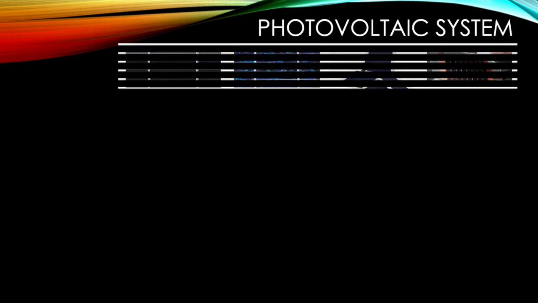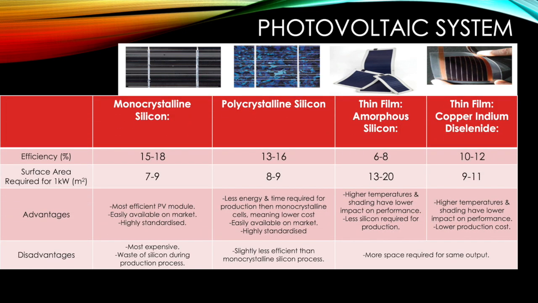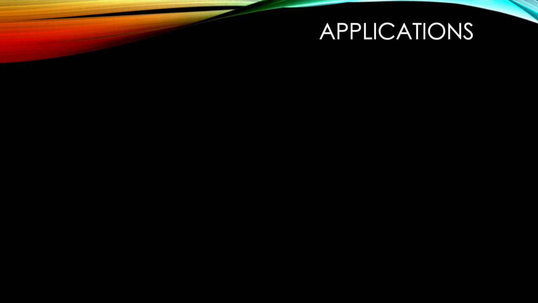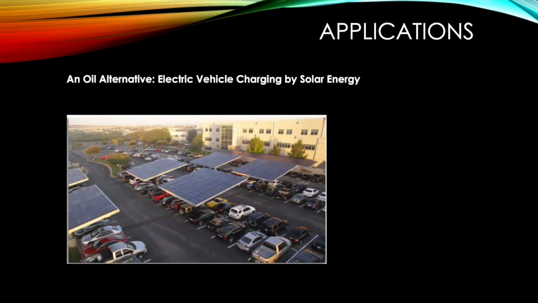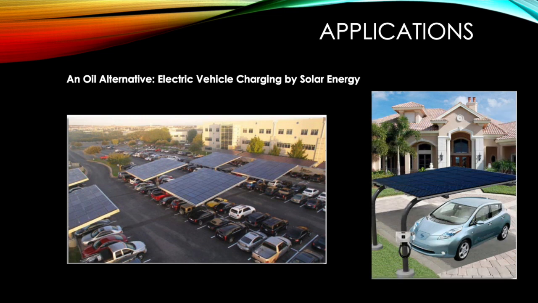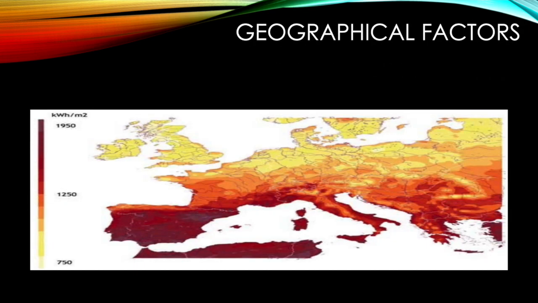In the table, monocrystalline silicon is the most efficient whilst requiring the least surface area. Additionally, it is more available on the market and highly standardized, however it has the highest capital cost and waste of silicon during production. There are several applications for the use of electrical power derived from solar radiation. However, due to the high level of emissions from cars, this can be nullified by charging electrical vehicles through solar panels. Shown is an indication of prominent geographical locations available to generate power from PV cells.